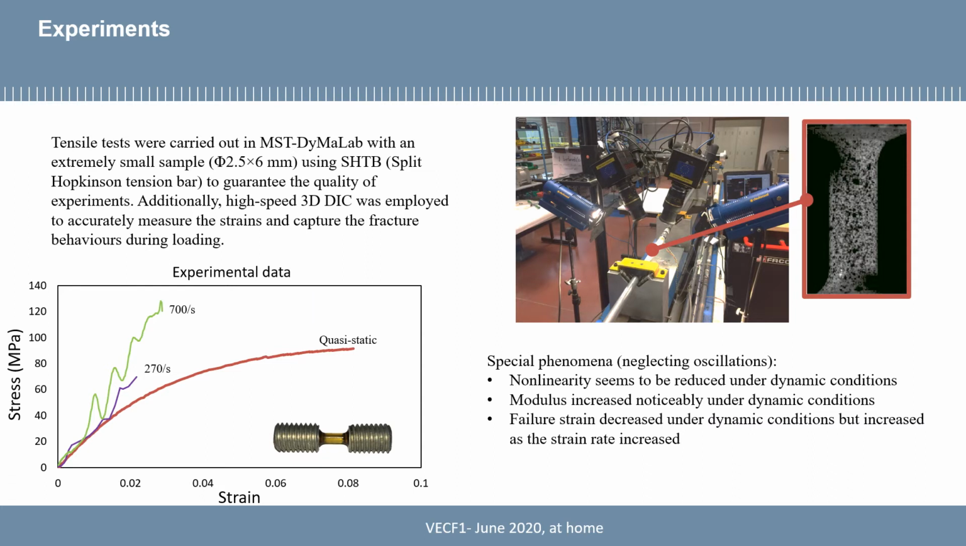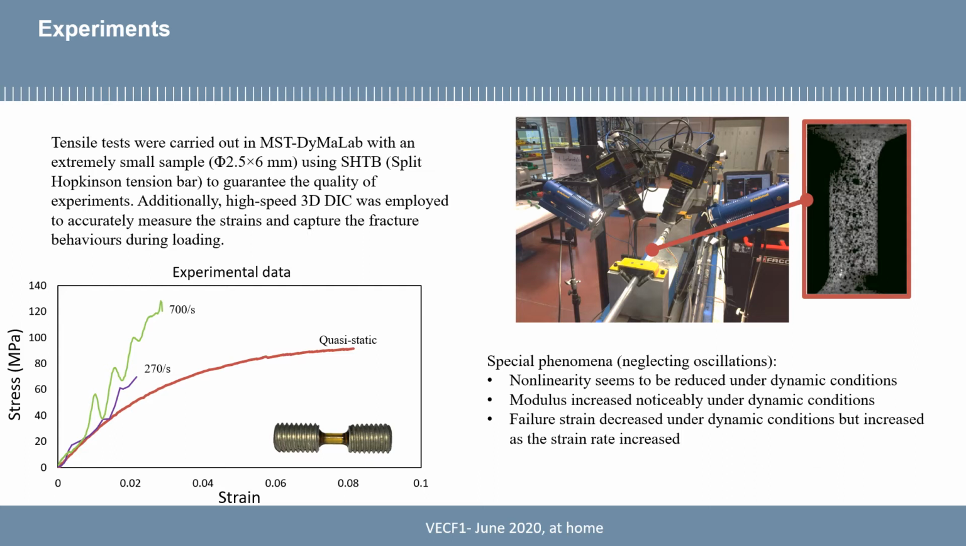Regarding the experimental activities, the tensile test has been carried out in the MST demo lab with an extremely small sample. Herein, we use a very small sample because it can help us remove the effect of the voids in the polymer materials. This kind of strategy is very useful for polymer materials. Also, we achieve a very high strain rate with the SHTB, the Split-Hopkinson tension bar. Besides, we use a high-speed camera to capture the fracture behaviors during loading, and we also use DIC technology to achieve an accurate measurement of the strains during the tests.